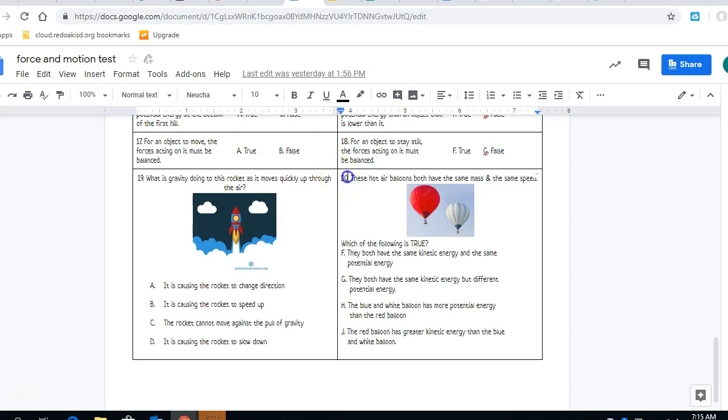Number 20. These hot air balloons both have the same mass and the same speed. Same mass, that means they weigh the same, and the same speed. It means they're going the same speed. Which of the following is true? Is it F, they both have the same kinetic energy and the same potential energy? Is it G, they both have the same kinetic energy but different potential energy? Is it H, the blue and white balloon has more potential energy than the red balloon? Is it J, the red balloon has greater kinetic energy than the blue and white balloon?